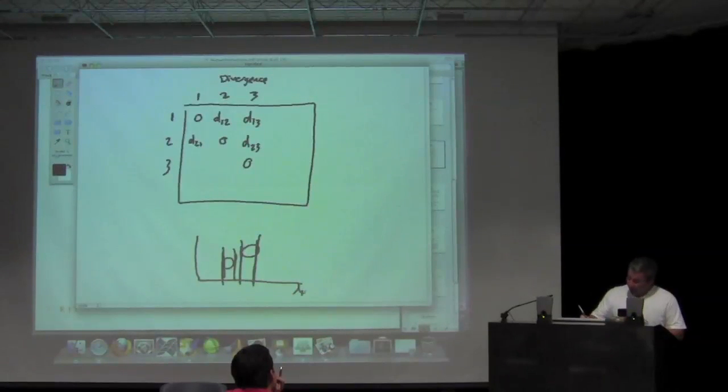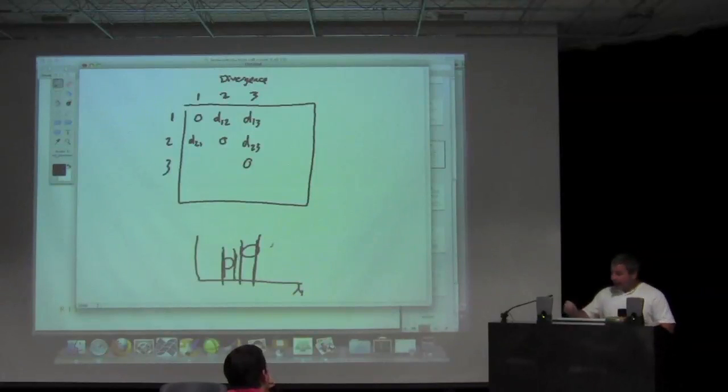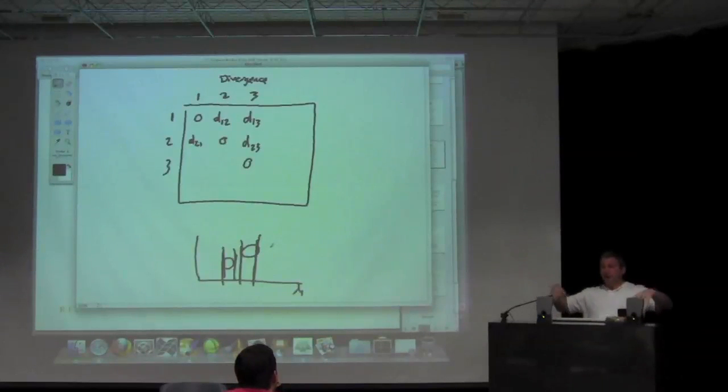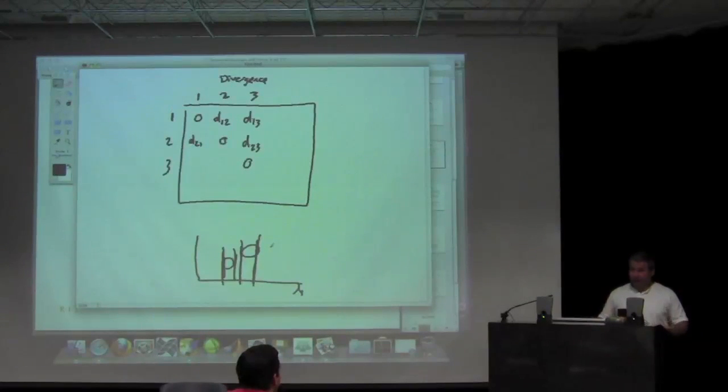Now, what happens if I can force this cluster to move further to the right? What happens to my divergence? It increases. So I get an increase in divergence. What happens to my classification accuracy? Still 100%. So I could continue to force these clusters apart by adding more and more bands or choosing different bands, but if my classification accuracy is not going to go up, why do it?